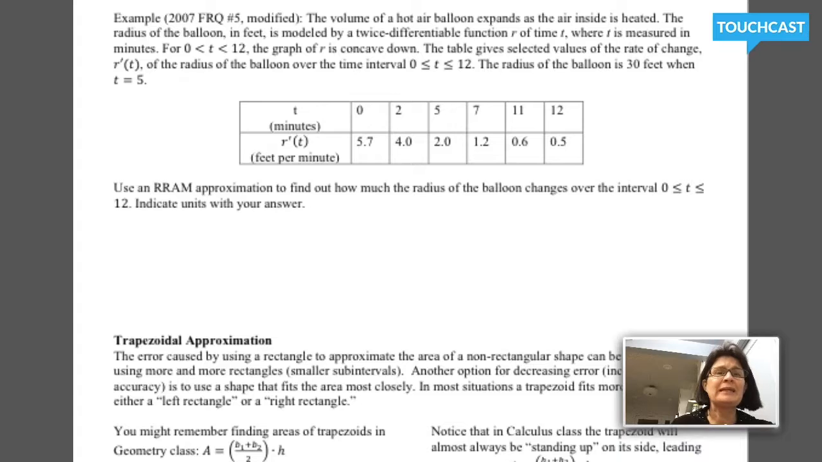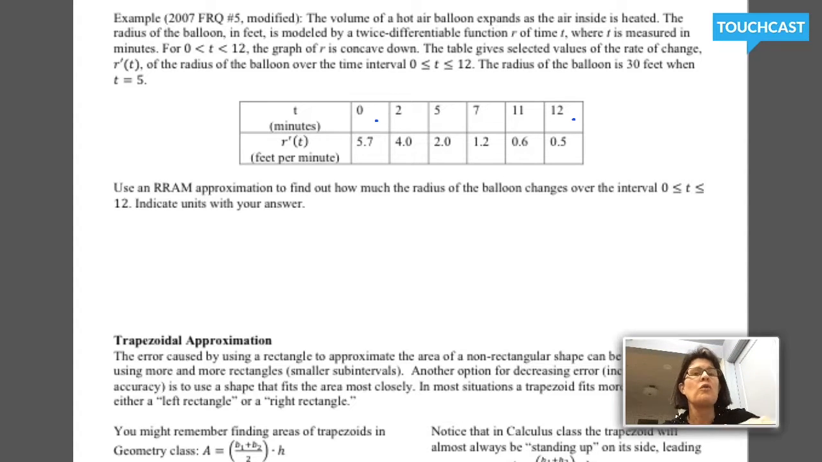t is measured in minutes. We've been told that r is concave down for 0 to 12, and that's the whole interval of this problem. And we have selected values of r prime. That's the rate of change of r. That's the same as saying dr/dt. We've been asked to use an RRAM approximation to find out how much the radius of the balloon changes over the interval 0 to 12. Indicate units with our answer.